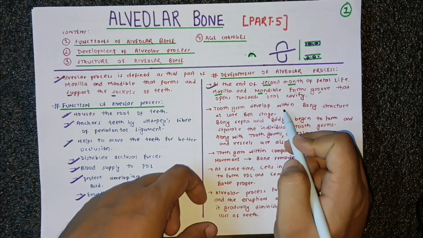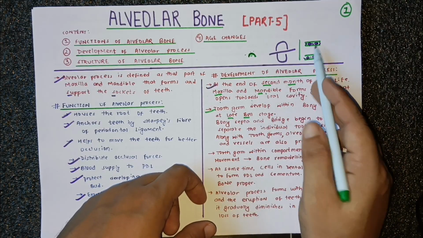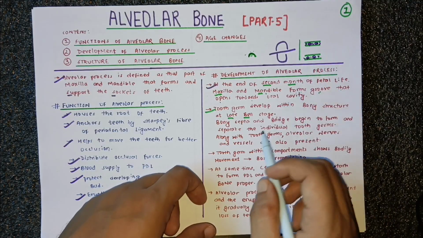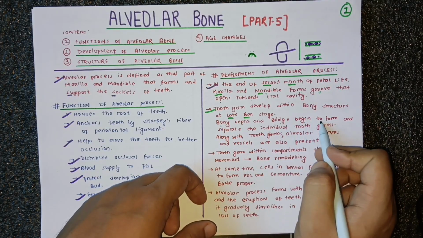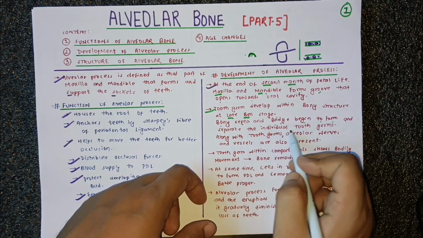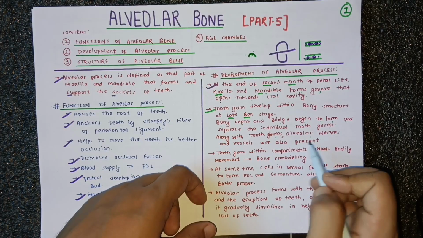After that, tooth germs develop within the bony structure at the late bell stage, okay. So these are the tooth germs that I have told you previously also. Now bony septa and bridges begin to form and separate the individual tooth germs, okay. Along the tooth germs, alveolar nerves and vessels are also present.